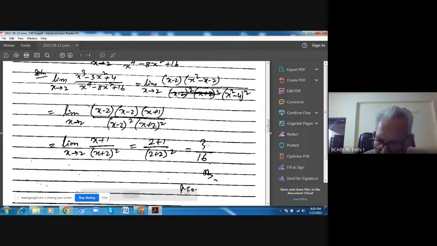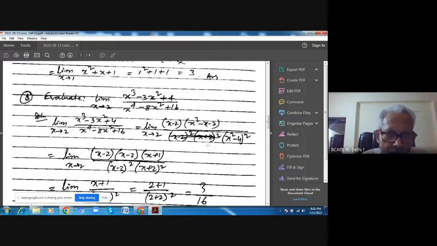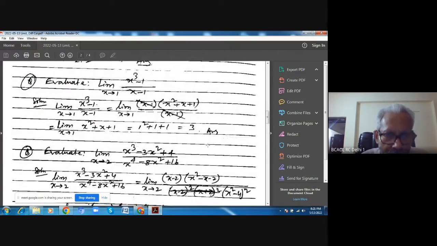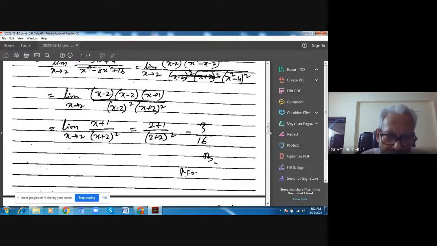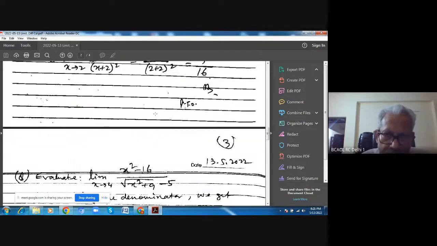Okay, I think I have shown you 3 examples, and all that type of example are coming in the exam only. So I hope you understand. If any doubts, you may ask. Nothing is here. Simply the x value, the limit, is given, you have to put it. That's all.